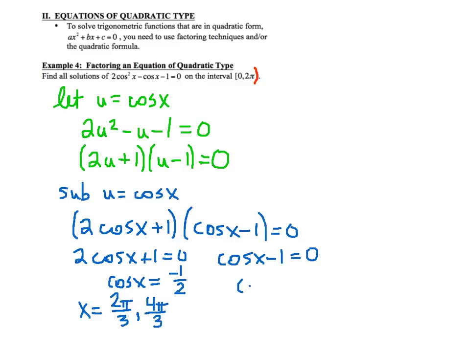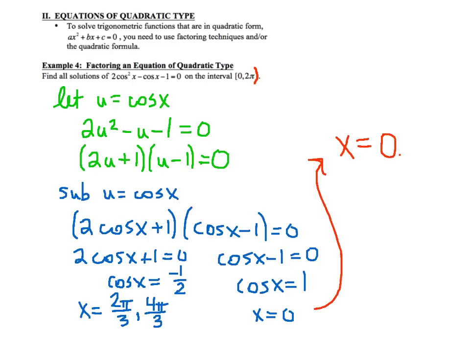Now for the cosine of x equal to 1, there's only one place that your cosine of x is equal to 1, and that was when x equals 0. So remember your values on your circle. Your final answer here then is just going to be x equals 0, 2 pi over 3 and 4 pi over 3. And that is example 4.